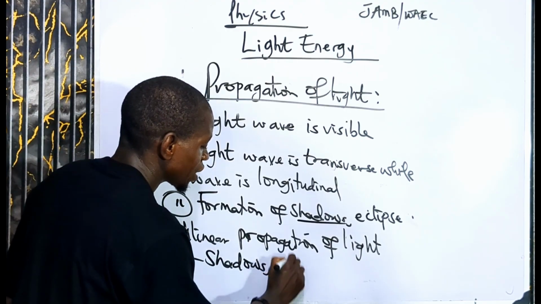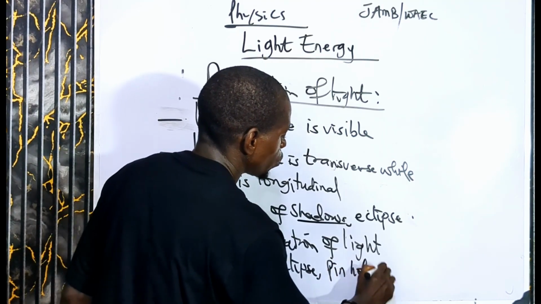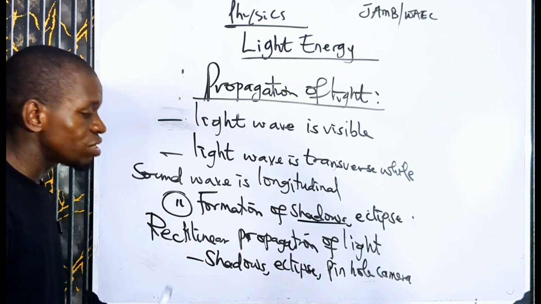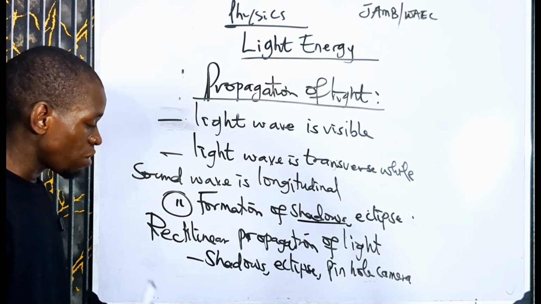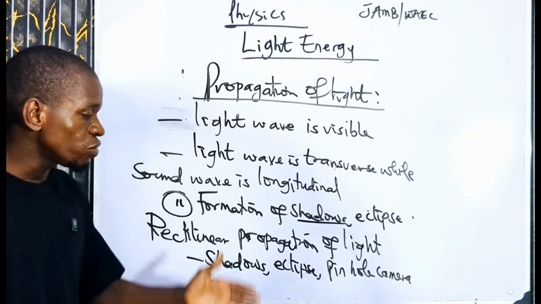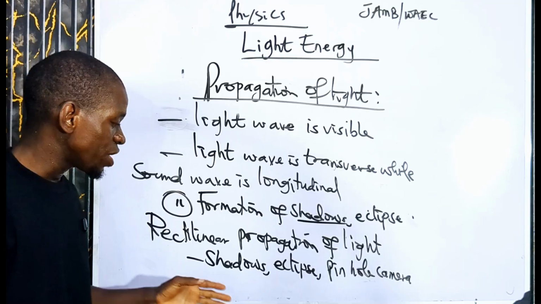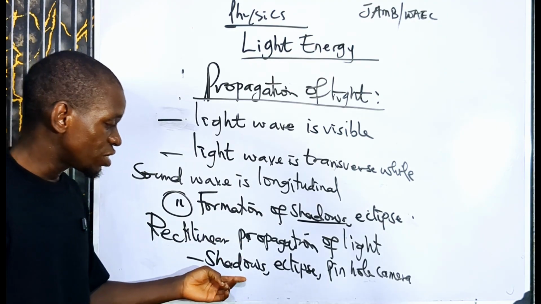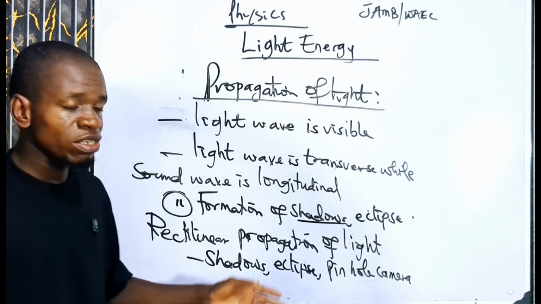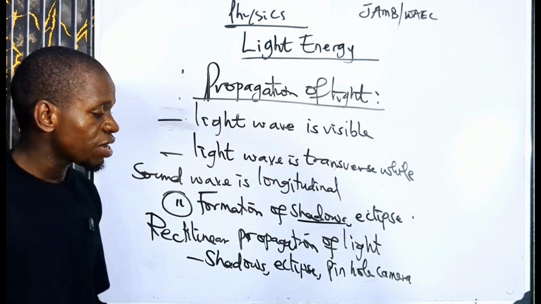Another one is the eclipse. Another one is the pinhole camera. So these are the three things that show that light travels in a straight line. Please take note of this. If your examiner asks what phenomena show that light travels in a straight line, the phenomena are shadows, eclipse, and the pinhole camera. So I'm going to be talking about these three things: shadows, eclipse, and the pinhole camera.